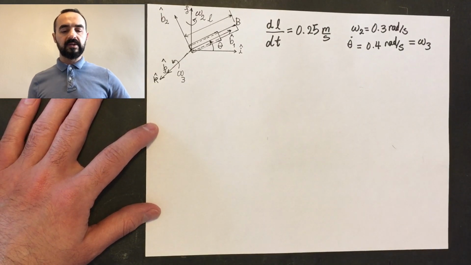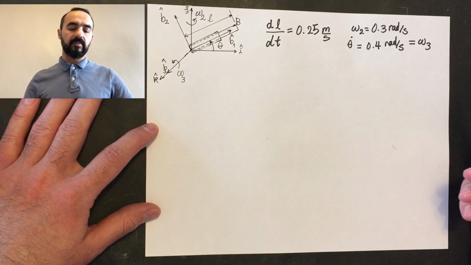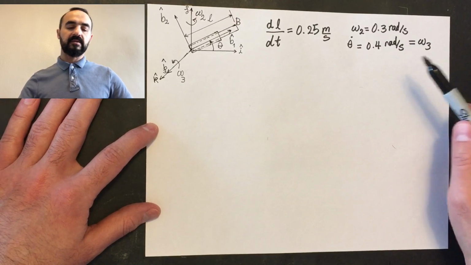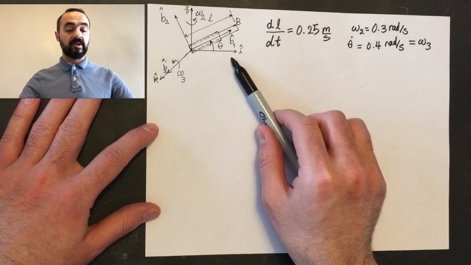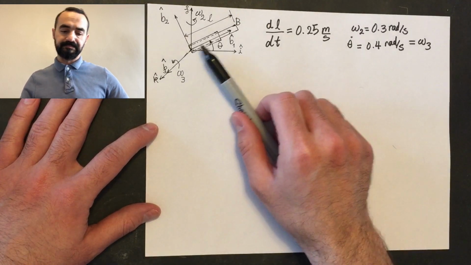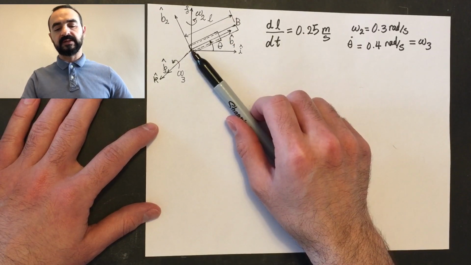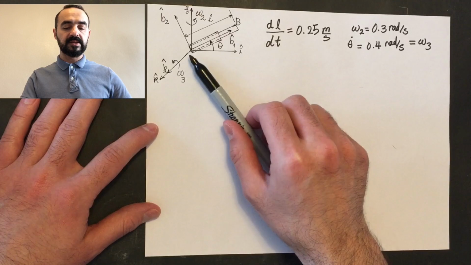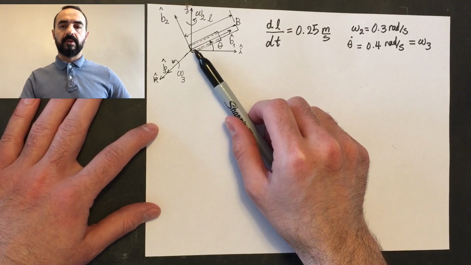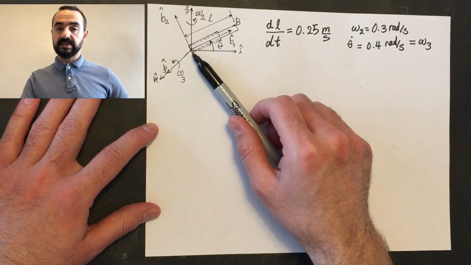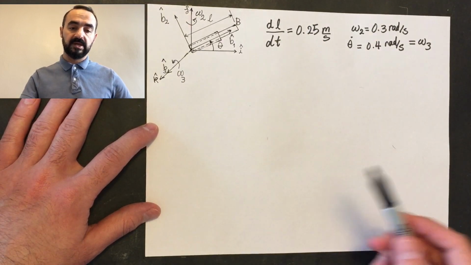Well, now I have defined my problem. I have this extending arm. I have angular velocities omega 2 and omega 3. There is no angular velocity about omega 1. It is equal to 0. And I also know that the distance of B with respect to the origin of this arm increases.